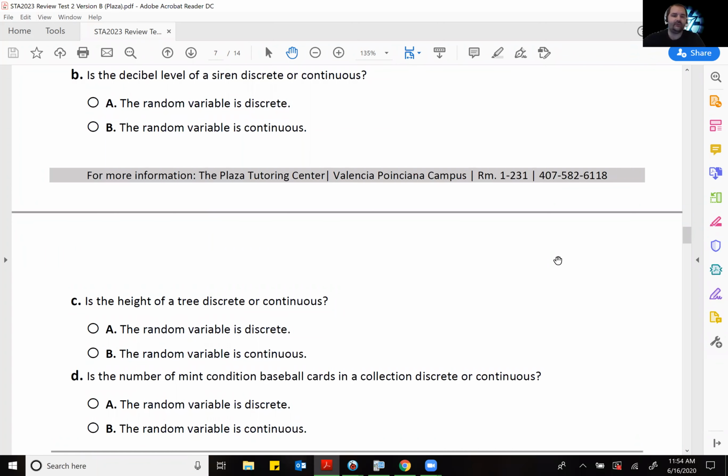So the height of a tree, discrete or continuous? Is that asking for the height of a type of tree or just a tree outside? Any tree. I want to say continuous. Yeah, definitely continuous because you're going to have decimals in there, and those decimals can range. So definitely that is a B. The random variable is continuous. Okay.